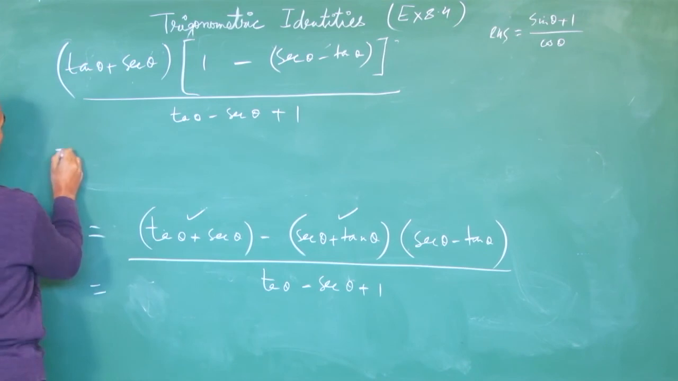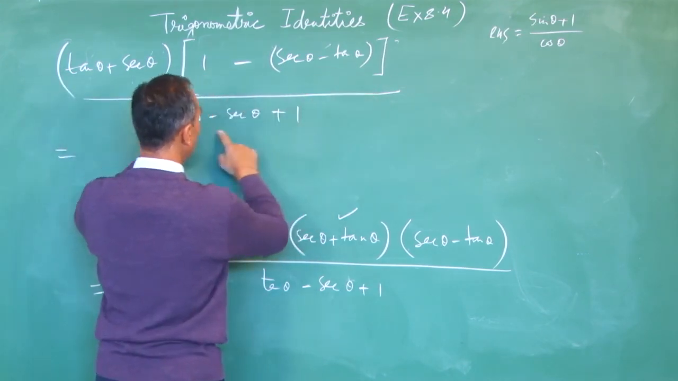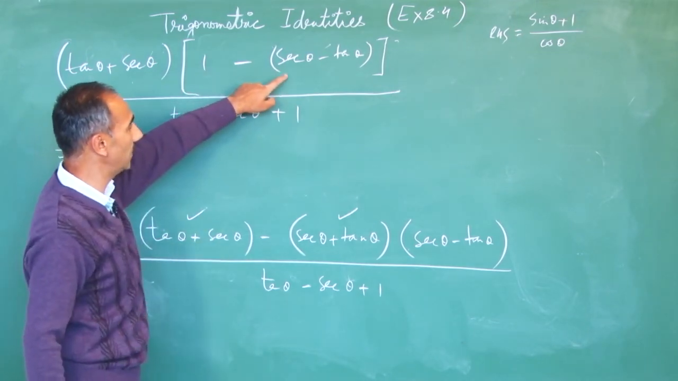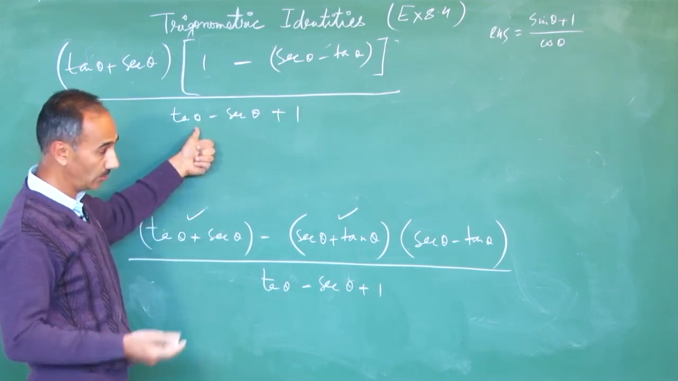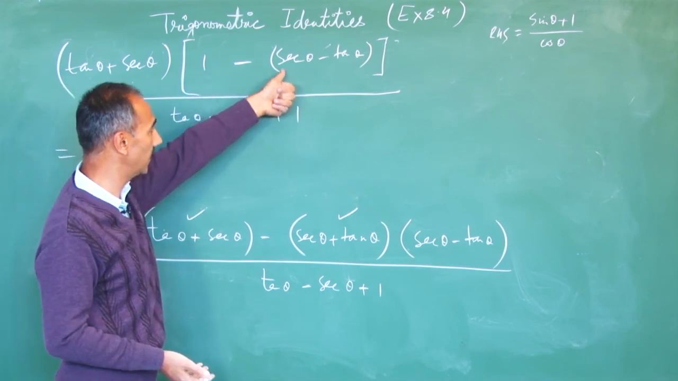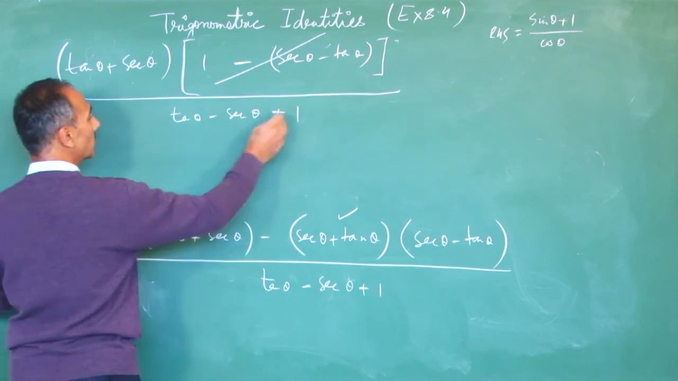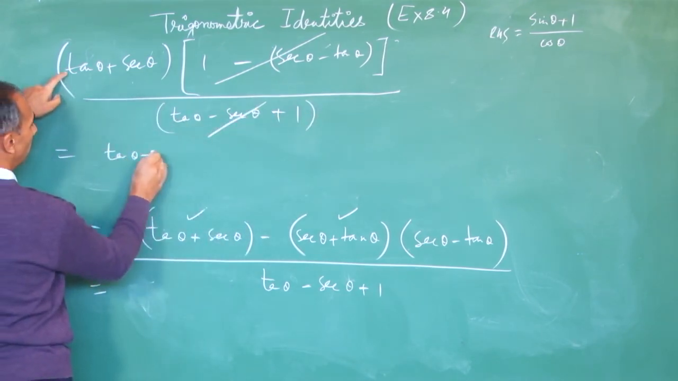Okay? Now, if you observe, this expression and this expression are the same. Just see, 1 minus secant plus tan, 1 minus secant plus tan. I could make the second step, but we could just finish it here. So this expression cancels with this expression. We are left with tan theta plus secant theta.